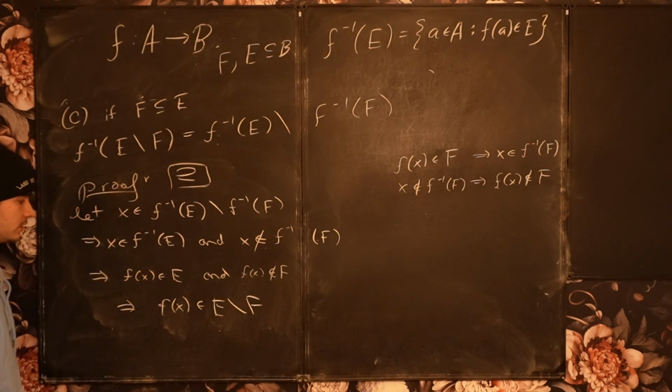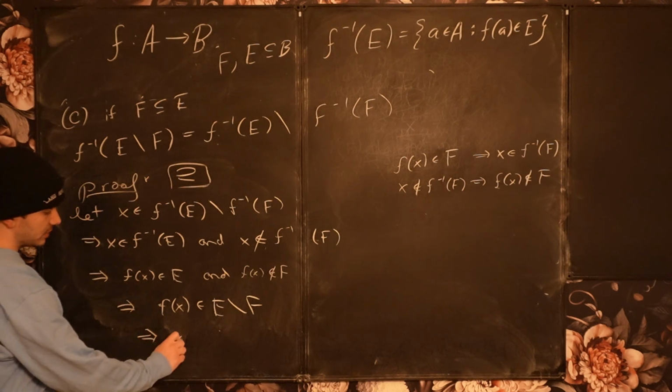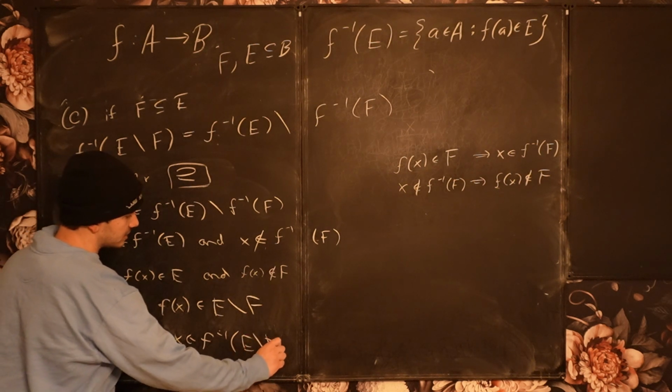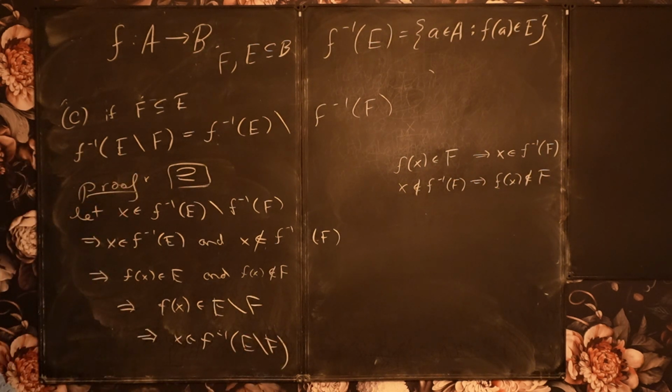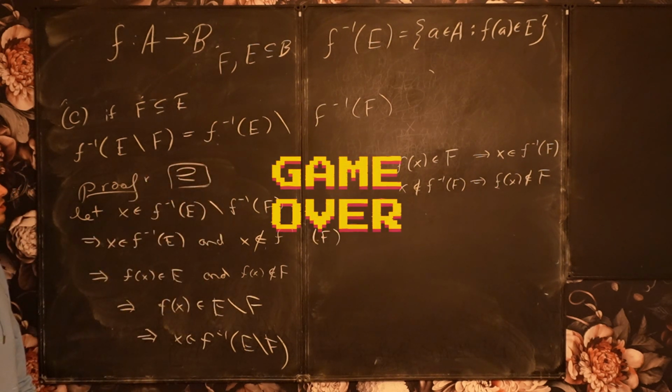This tells me that x belongs to f inverse of E set minus F, and that proves this direction of the containment. So that concludes our proof of the theorem.